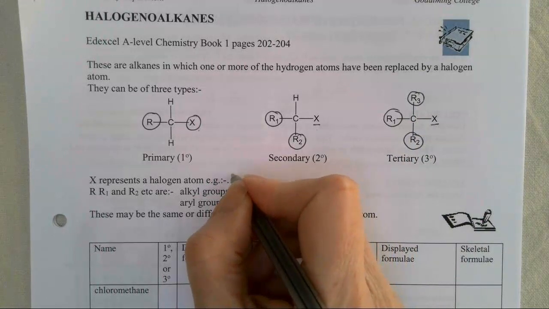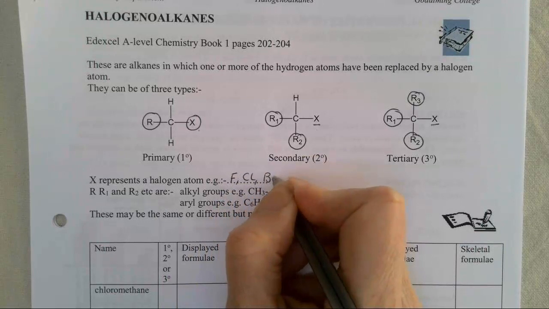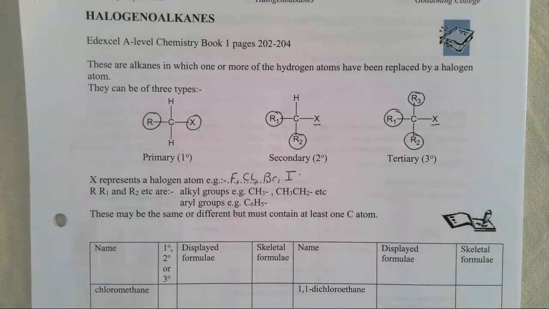Now, the X can represent any halogen, so there could be fluorine, chlorine, bromine, or iodine. And the R's can represent any carbon chain, so it could be a CH3 group, or a group which is what we call a benzene ring, but they've got to contain at least one carbon. The only exception to that is the methane molecules.